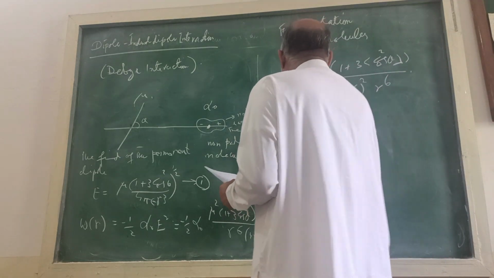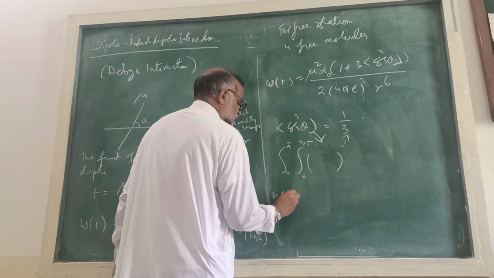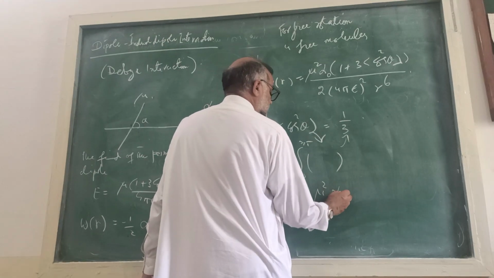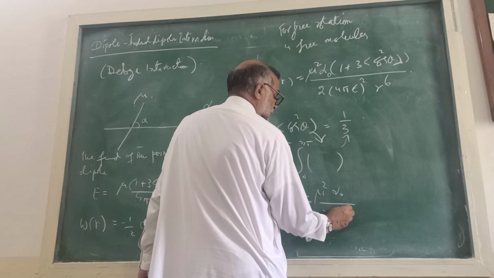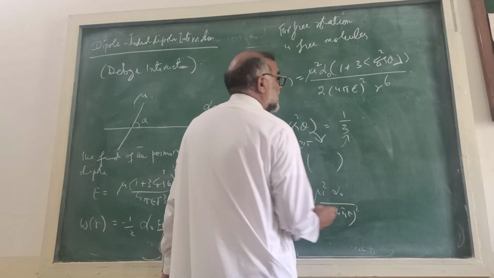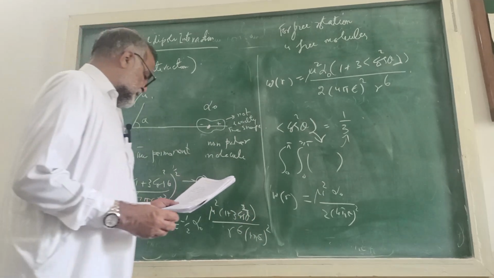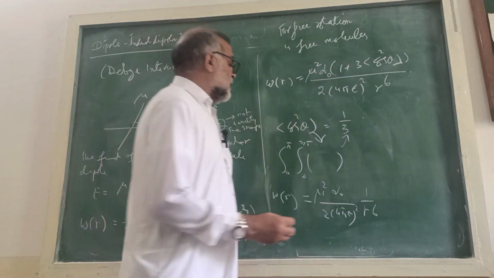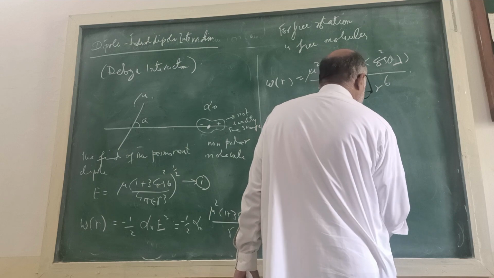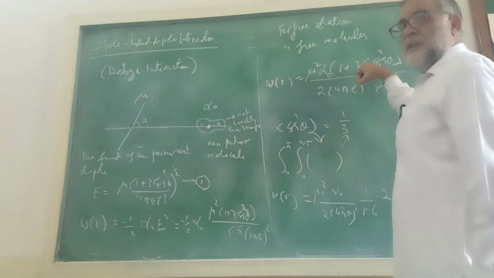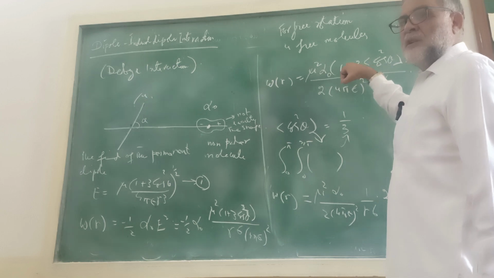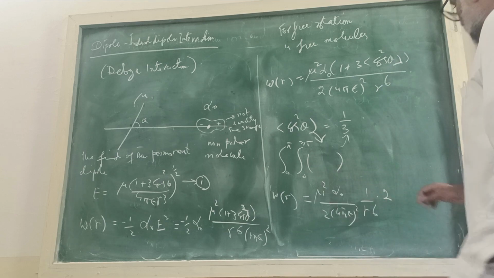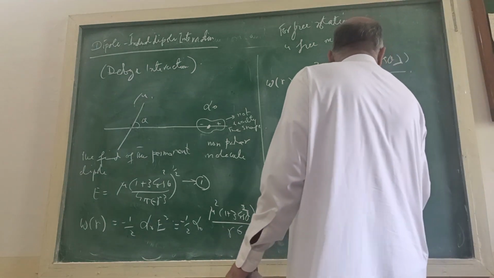So W of R will be equal to mu square, alpha naught divided by 2, 4 pi epsilon whole square, and 1 over r to the power 6, and this will be 1 plus 1, which will be equal to 2. 1 over 3 times 3 is 1, and 1 plus 1 gives you 2. So 2 goes with this 2, and you get what?